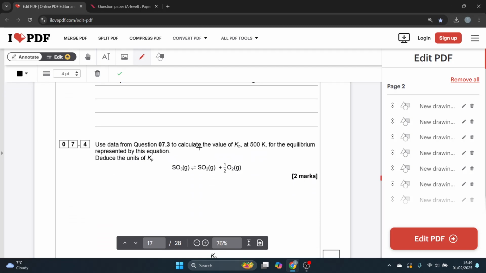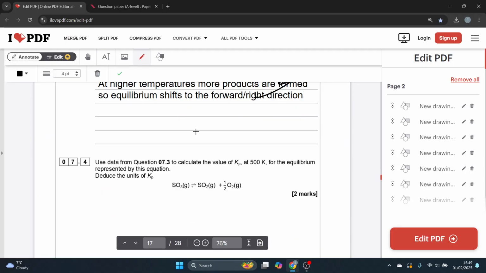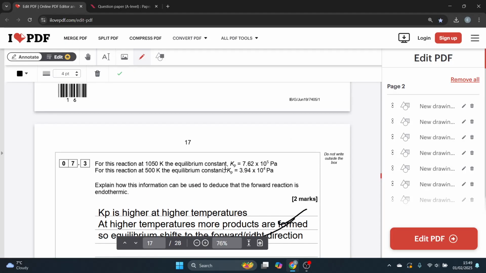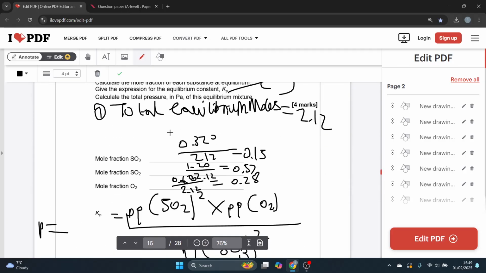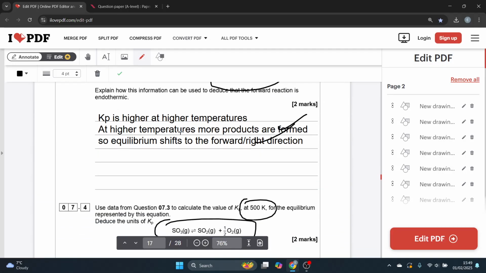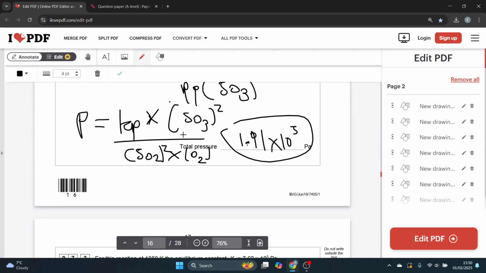Calculate the value of Kp at 500 Kelvin for the equilibrium represented by this equation. Use data from question 7.3. Question 7.3 tells me the value of Kp at 500 Kelvin. At 500 Kelvin, the equilibrium constant Kp is that. This equation and this equation. I've not reversed it, like normally they reverse it. I expect you to do that.